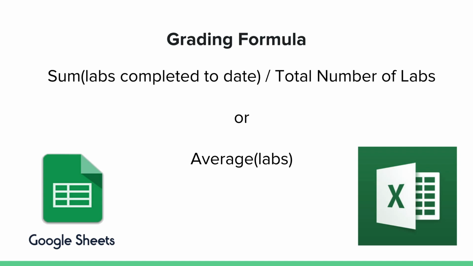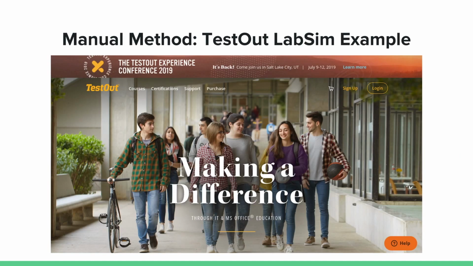As for the grading formula, depending on what product you use, whether it be Google Sheets, Microsoft Excel, or some other spreadsheet, you can sum the labs completed to date and divide by the total number of labs, or use the average function of the total number of labs. The choice is yours. Let's take a look at an example.